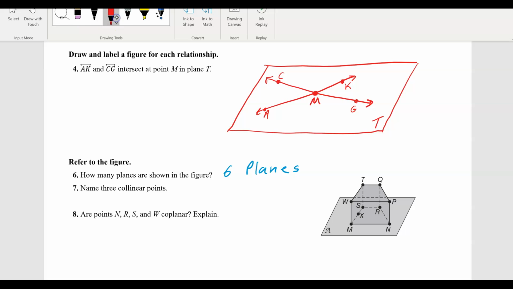Are the points N, R, S, and W coplanar? Do they all live in the same plane? Look at where they are. Here's N, here's R, here's S, and then here's W. Do all 4 of those live in the same plane? Think about that and try to answer it in the Edpuzzle.